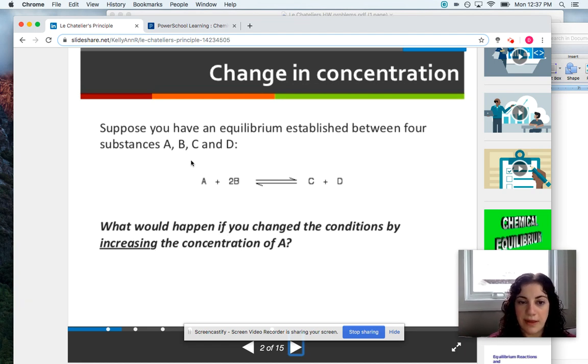Well, if we increase the concentration of A, we've got more of A. Which direction do you think the equation would go? This way or this way? You've got more of A, it would go this way, right? You've got more reactants, so you're going to make more products.